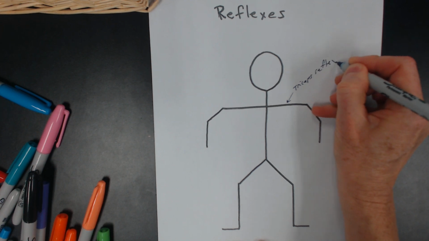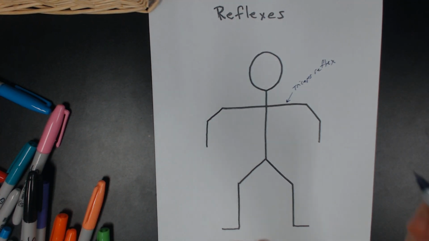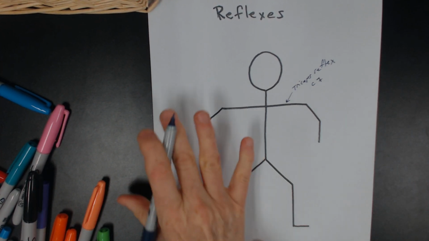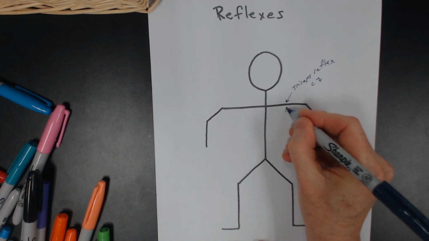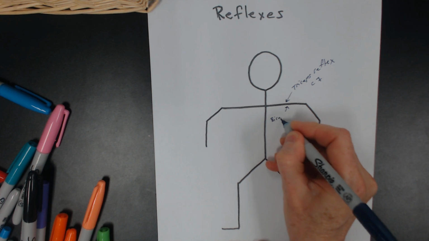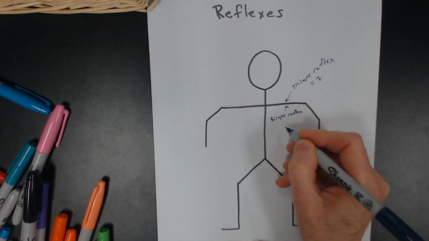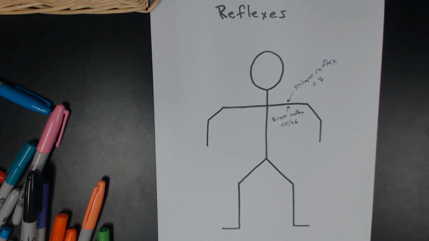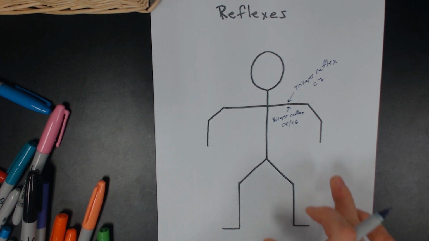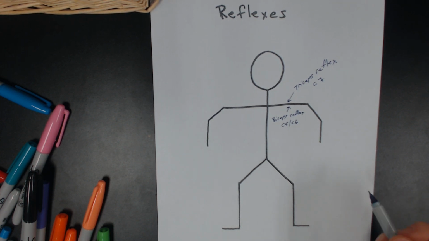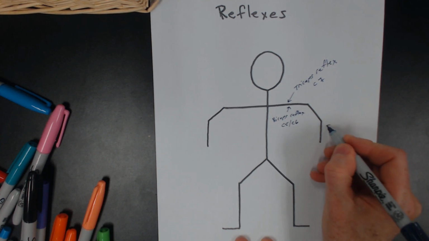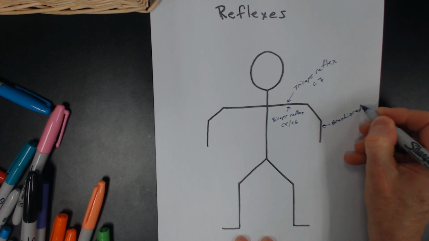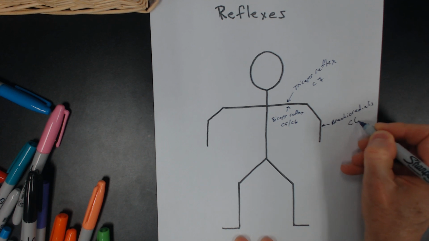This is going to be my triceps reflex. What nerve root level is triceps? C7, good. Opposite triceps, I'm just going to label one side, and this side's going to be the same. Opposite triceps is going to be your biceps reflex. Biceps is going to be C5, C6. Coming down here is the forearm part, brachioradialis, and that's going to be C6.